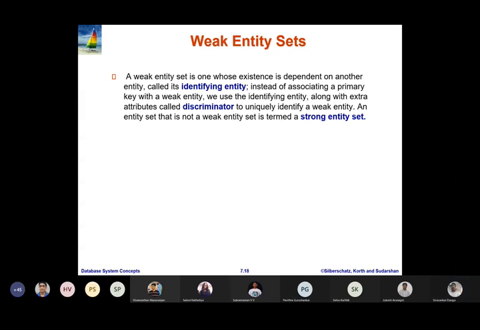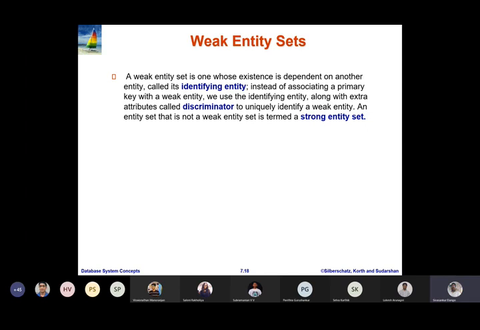So instead of associating a primary key with a weak entity, we use this identifying entity along with extra attributes called discriminators to uniquely identify a weak entity. An entity with a primary key is known as a strong entity. An entity set on which a weak entity set is dependent is known as a strong entity set.